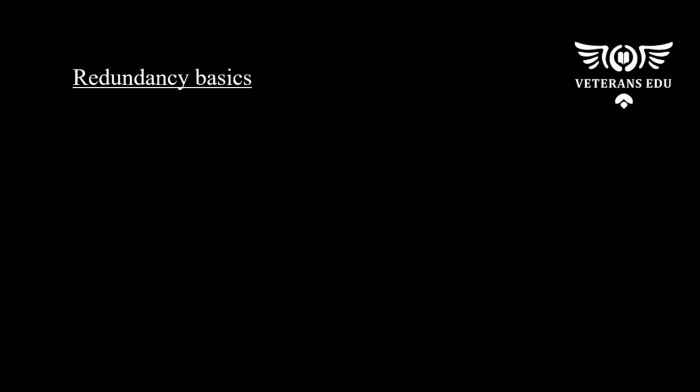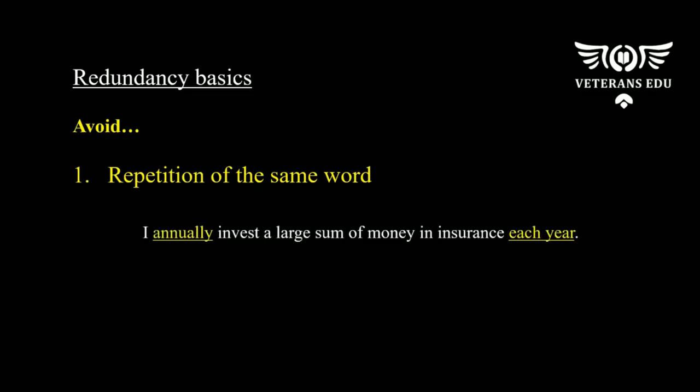redundancy conciseness questions. First, remember that SAT hates the repetition of the same word. In the sentence, I annually invest a large sum of money in insurance each year, the word annually and the word each year are redundant. So in this case, I only need to use one of them.